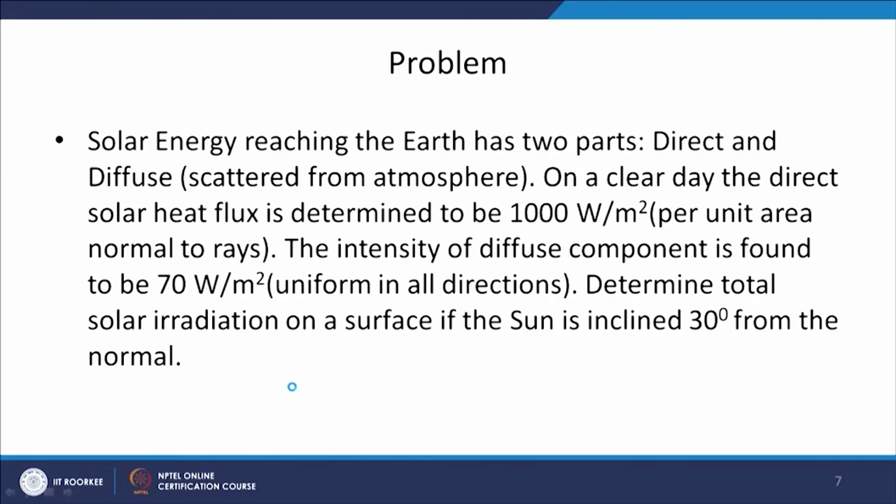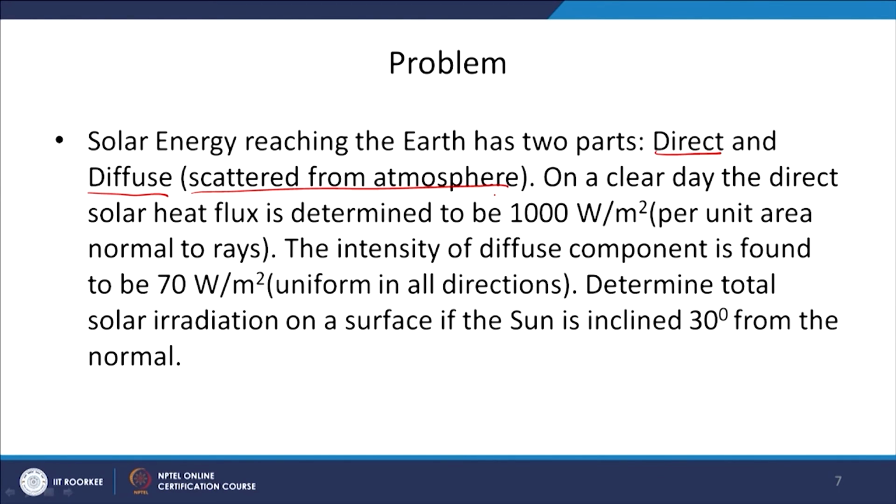Now we will do one more problem. In this problem we will discuss solar energy reaching the earth. We have to find out how much energy is reaching the earth. As we know, in extraterrestrial space, that is outside the atmosphere, we only have the direct component of radiation all coming in a single direction, but at the surface of the earth we have diffuse radiation that is scattered from the atmosphere. This radiation comes from all directions, and this could be isotropic or non-isotropic.